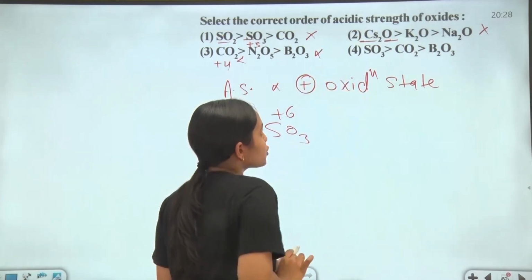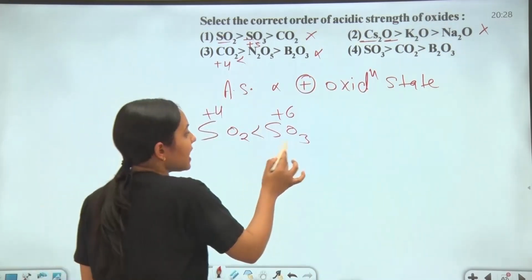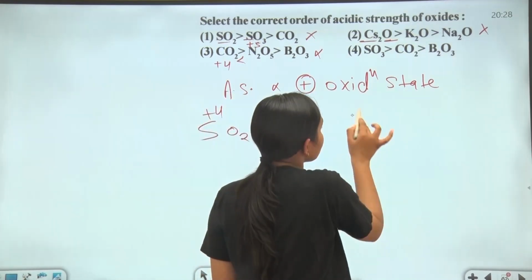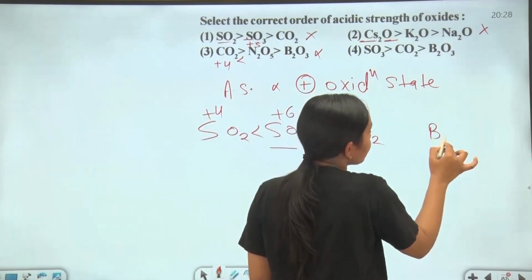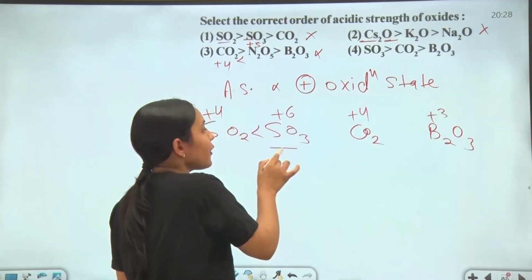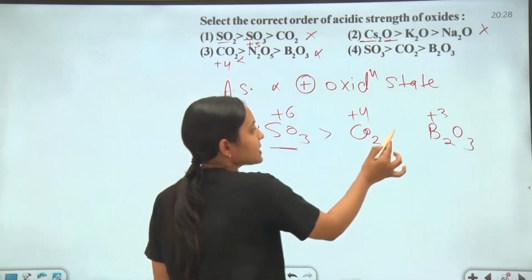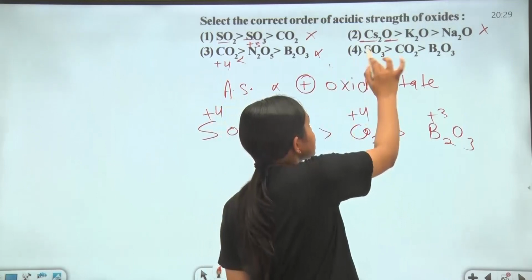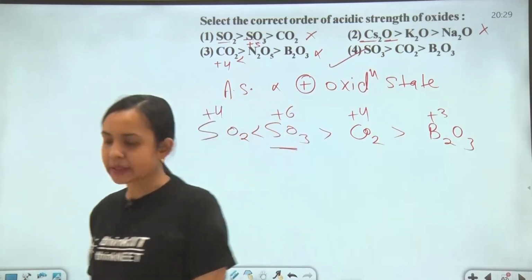Now fourth is SO3. In SO3, sulfur shows +6 oxidation state. In CO2, carbon shows +4, and in B2O3, boron shows +3 oxidation state. So if the oxidation state is more, then acidic strength will be more. This is the correct order of acidic strength. So option 4 is the correct answer. Thank you.